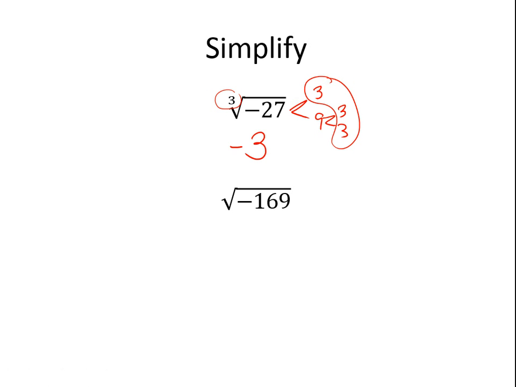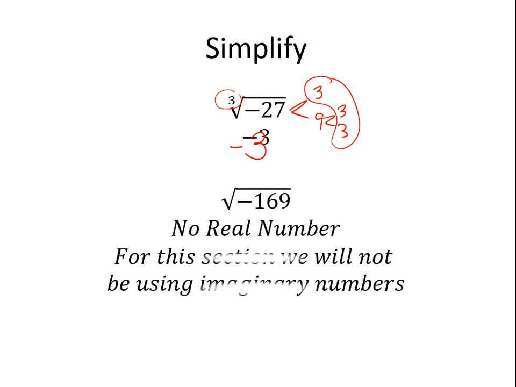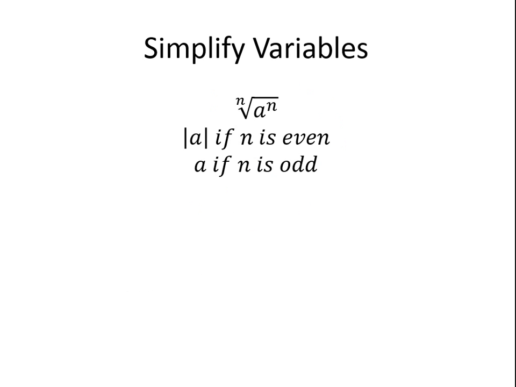Now if you look at the next one, the square root of negative 169, well, the square root of 169 is 13, but since it's negative, and since we're taking the square root, there is no number that works. What we've talked about previously is that it would be imaginary, 13i. In this chapter, we're not going to be dealing with imaginary numbers. We only want to stick with real numbers. So if you ever get something like this, you would just say there are no real numbers.